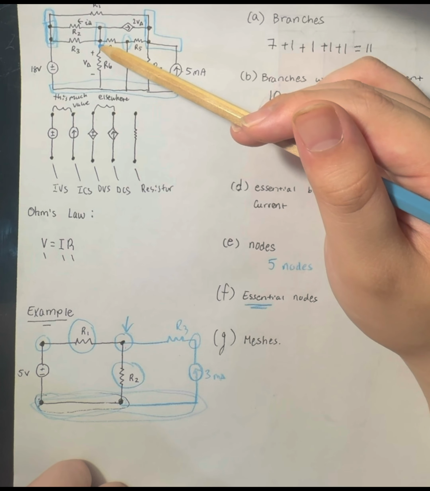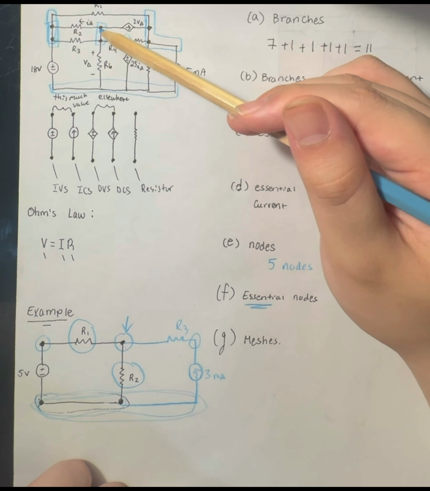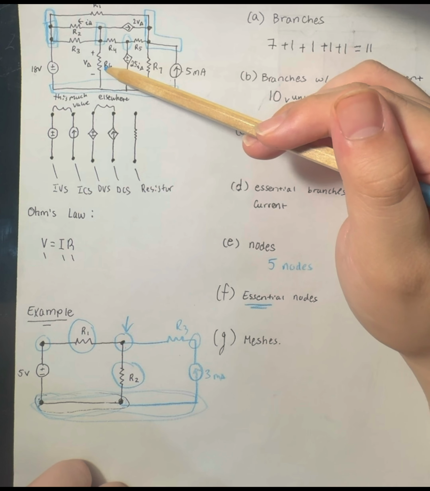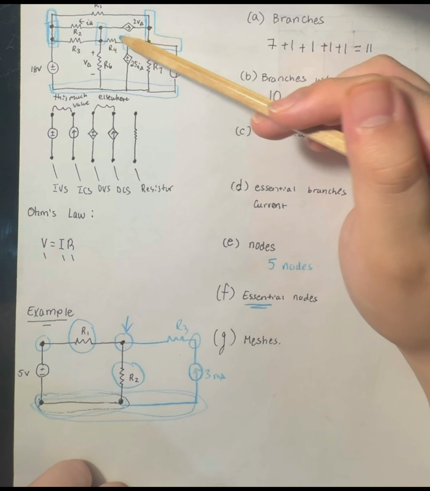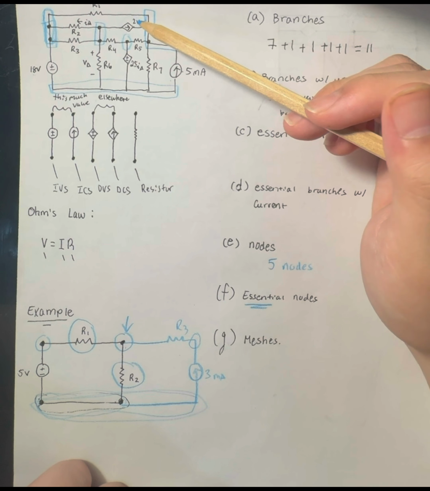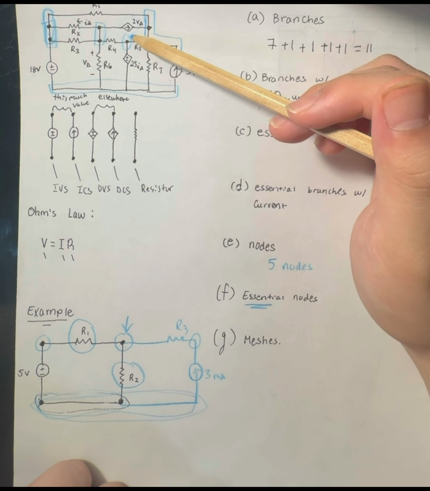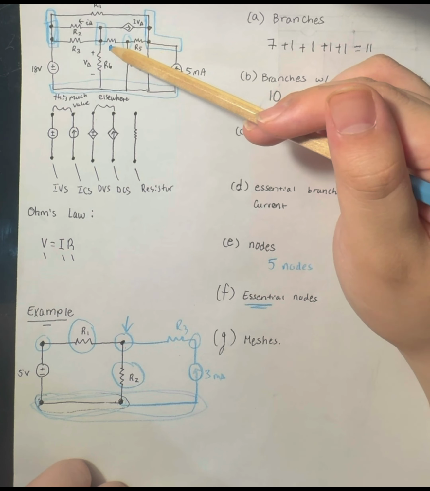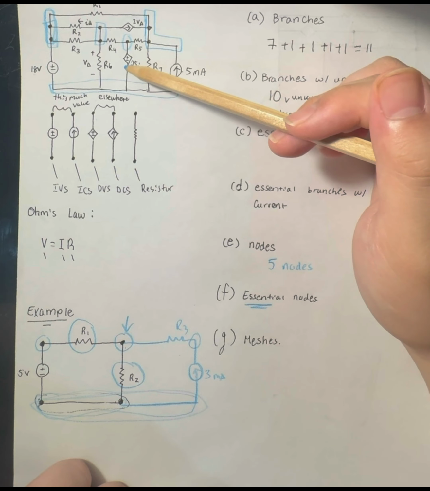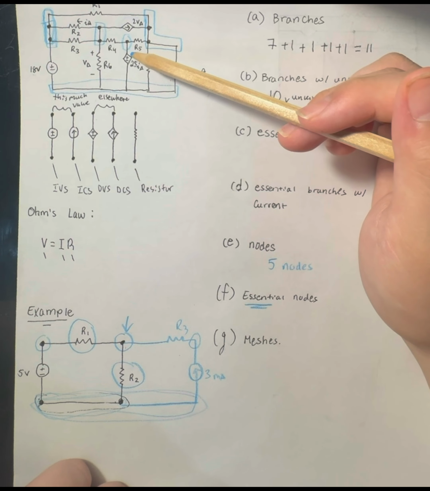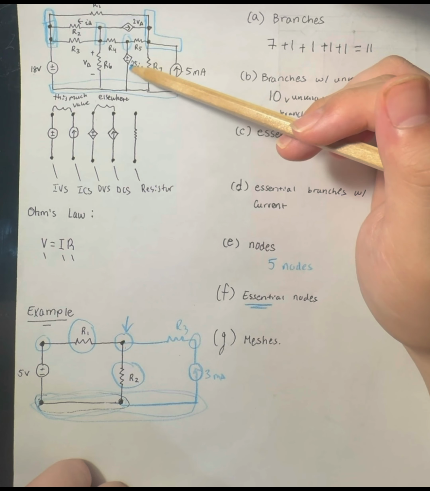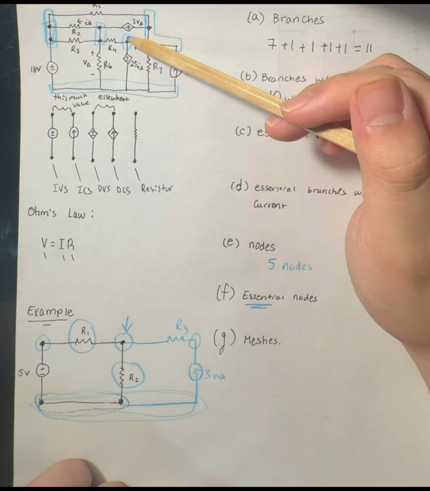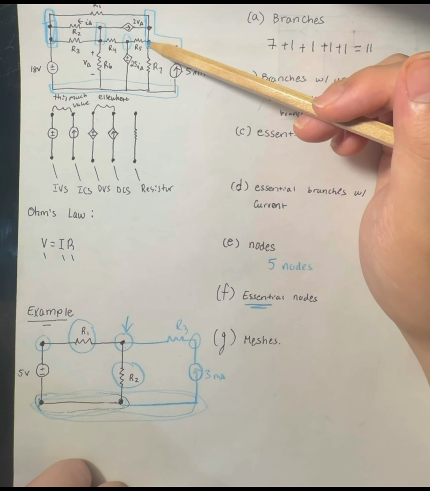And then this node over here connects to R2, R3, R4, R6, and this dependent current source. So that's also 3 or more. And this one connects to R4, R5, and this dependent voltage source. That's connecting to 3 different elements, so that also counts as an essential node.